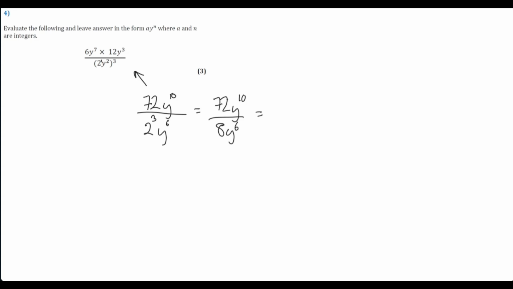Now what we can do is I can just divide this. Now 72 divided by 8 is 9. Now this is saying y to the power of 10 divided by y to the power of 6. And remember what we do here is, as long as the bases are the same, we take away the powers. So this would be y to the power of 4. So it's 9y to the power of 4.